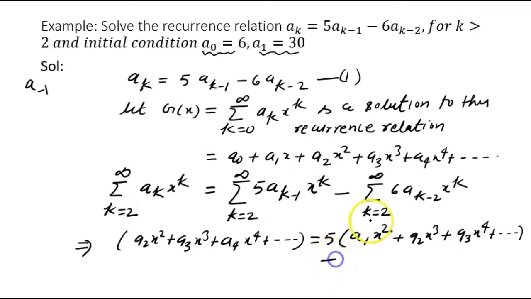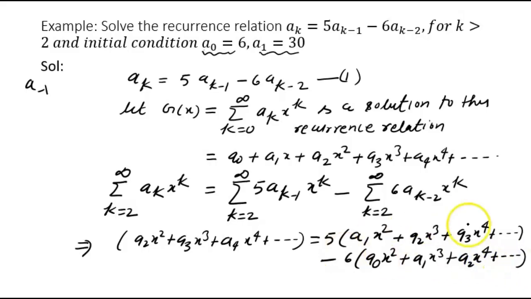And minus, if you look at this term, 6, and here it is starting at k is equal to 2, so it will be a0 x square, then k is equal to 3, a1 x cube, then a2 x to the power 4, and so on. So this I have written just to be clear how this works.